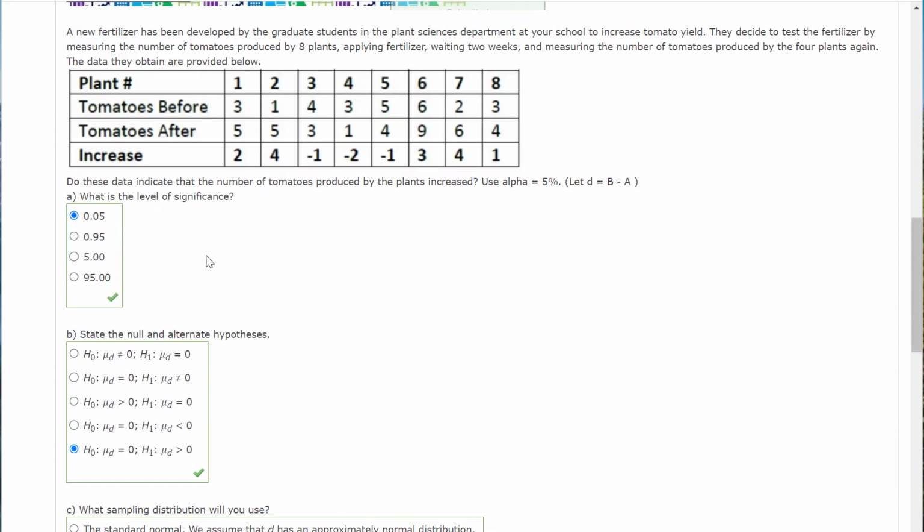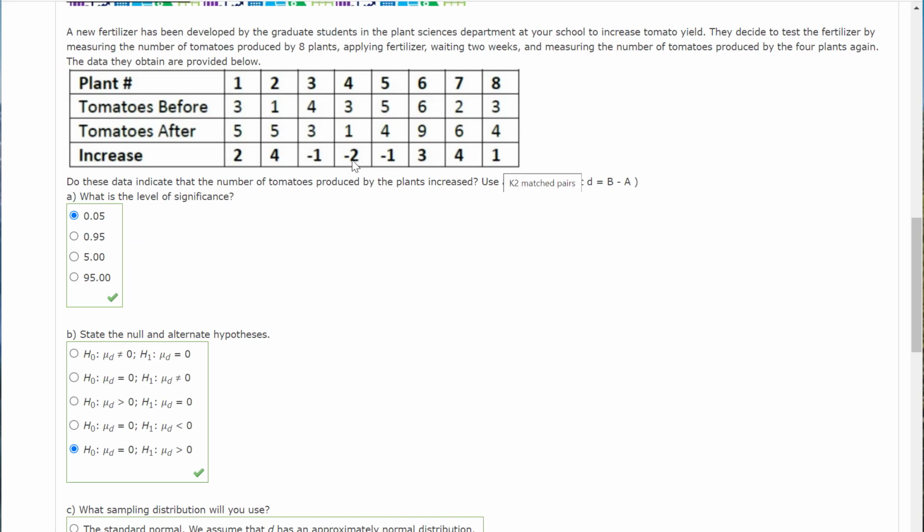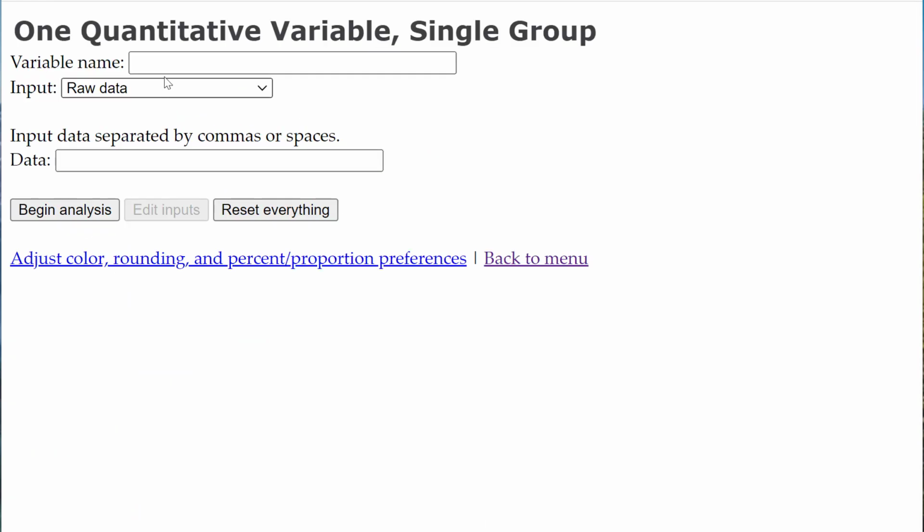Now we've got to do some data. So I just have to look at this row of data. What kind of data is it? They're all numbers, so it's not counts. It's the amount the tomatoes increased. Now it could feel like counts, I could see that. But we're taking 2 numbers, subtracting them, and getting another number, and so the negative signs are important too. So I want one quantitative variable, and we're going to call this change in tomato yield. You don't have to do that. I'm basically typing in the numbers on the bottom row, and I hit begin analysis.